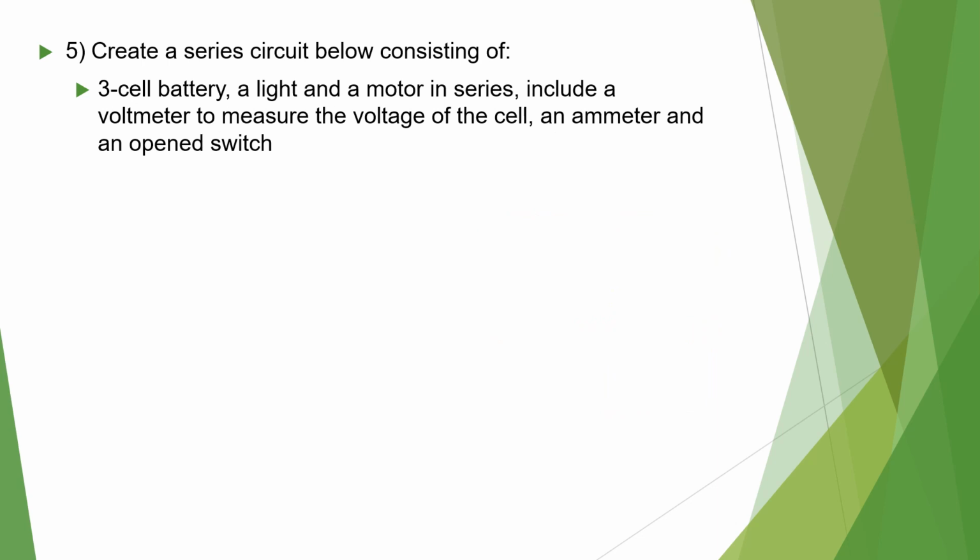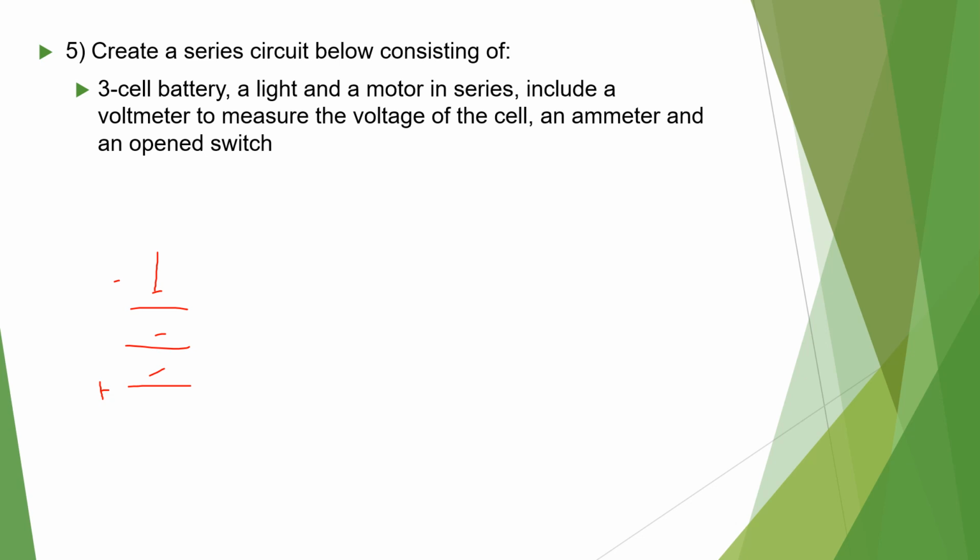So let's do this last example here. It says a 3-cell battery. So we're going to go 1 cell, 2 cells, 3 cells, positive, negative. Then it says a light and a motor in series. Okay, so those are our loads. It doesn't matter the order, guys. Series means one path. We're going to include a voltmeter to measure the voltage of the cell. So we want to add in our voltmeter across the battery here, an ammeter to measure current, and an open switch.